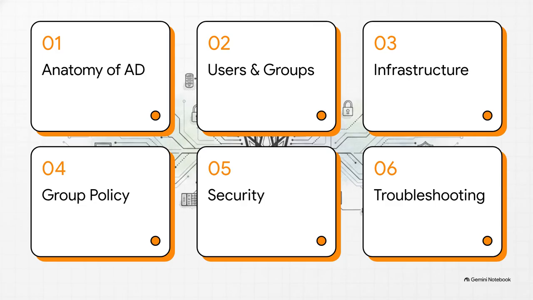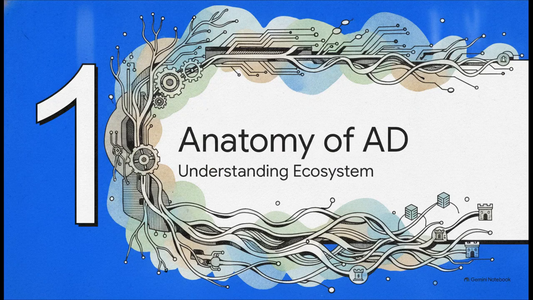We're going to start with the anatomy of AD, move through managing users and groups, check out the infrastructure, talk about leveraging group policy, lock things down with some security hardening, and then wrap it all up with frontline troubleshooting. Kicking things off with Section 1, the anatomy of Active Directory and understanding the ecosystem.